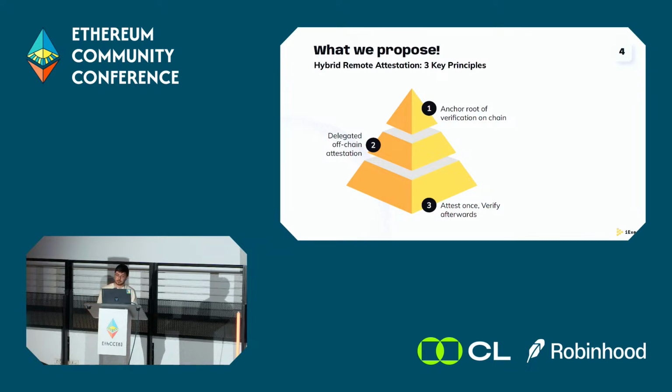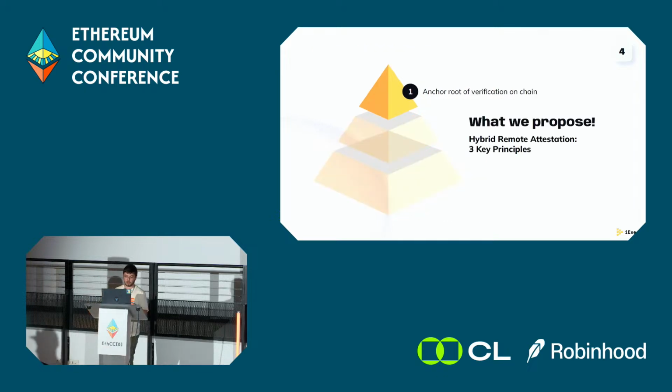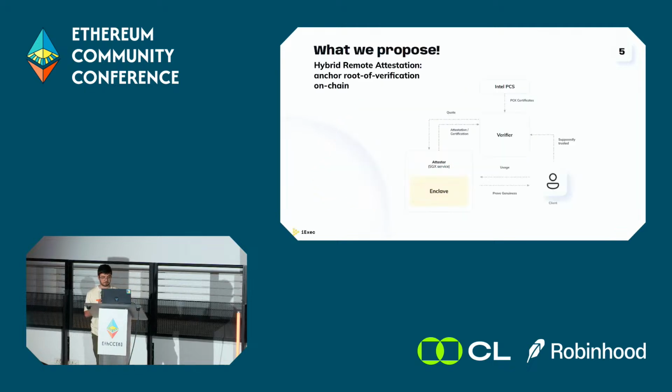Then our second key principle is delegated off-chain attestation, which means that after the blockchain has attested some set of nodes, these nodes inherit the legitimacy to attest new nodes by themselves. And finally, we have a protocol that easily allows a client to interact with a node through attest once and verify afterwards. Let's start with our first protocol, which is anchoring the root of verification on chain.